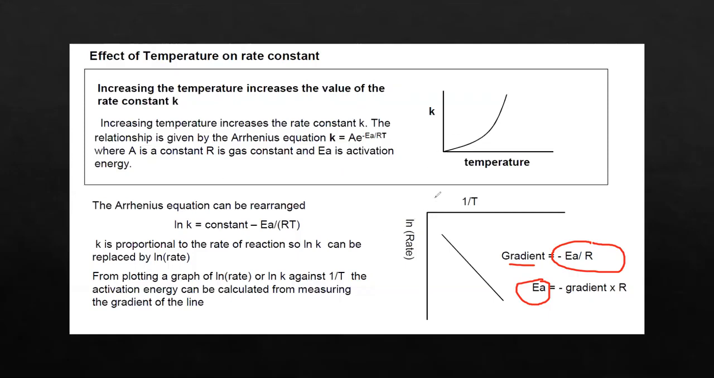So if we plot a graph for ln k and 1 over T, k is a rate constant. We can also plot ln rate as well. Is this graph clear? Because you compare with the equation of a straight line, y equals mx plus c. So y-axis ln k, x-axis 1 over T. So your gradient will be minus Ea over R.